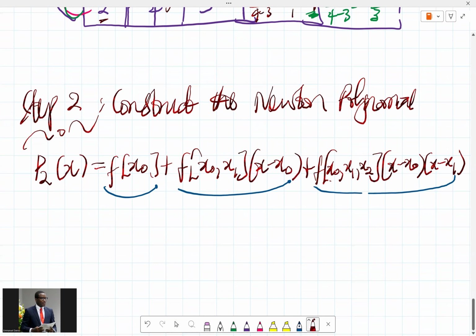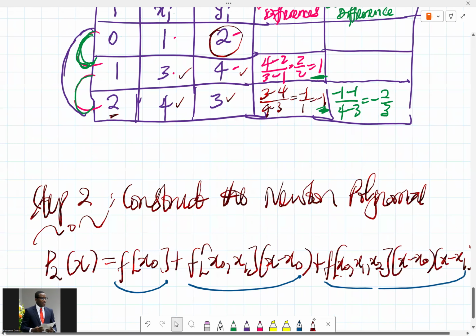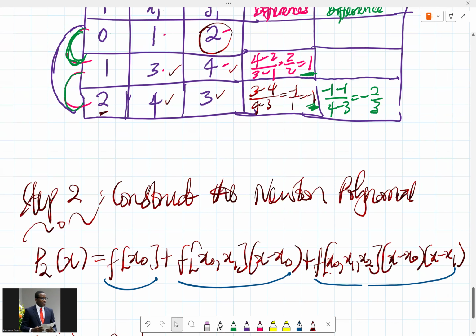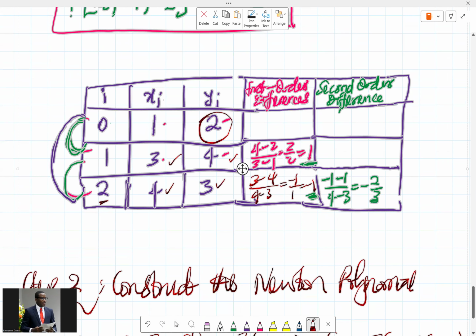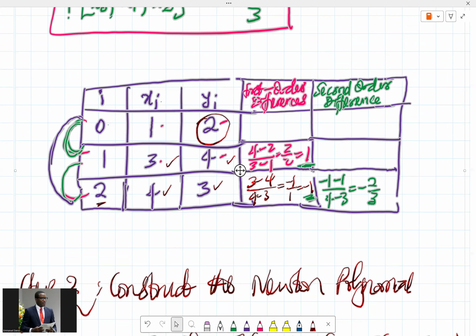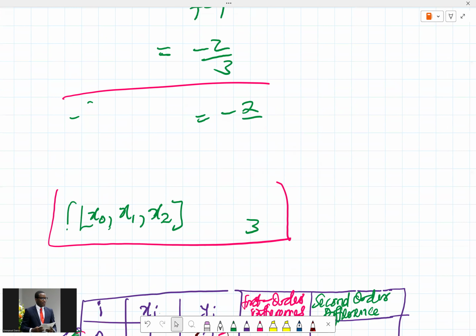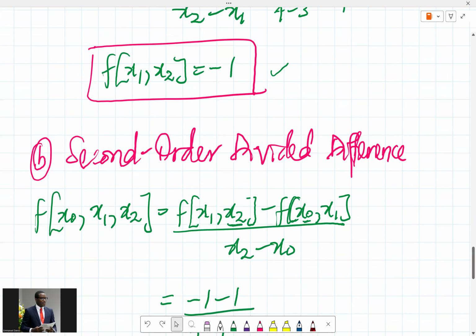Then we can say that P2 of x is equal to f of x naught, which is y naught basically. That's y naught, which is 2. So we have our 2 here plus f of x naught x1. We already computed that, following the formula. We already got all that. f of x naught x1 is 1.